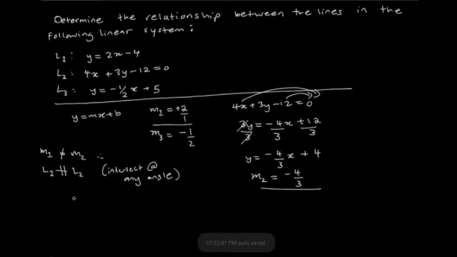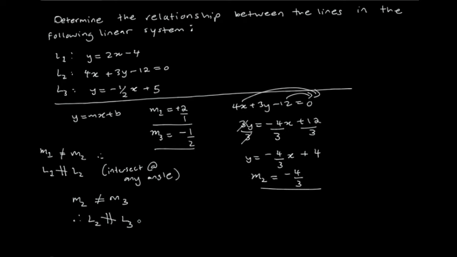Let's look at slope 2 and slope 3. We can see that slope 2 here is negative 4 over 3, and slope 3 here is negative 1/2. They're not equal, right? So in this case, line 2 is not parallel to line 3, so it does intersect line 3 at some point. And because the two slopes are not negative reciprocals of each other, they can intersect at any angle.